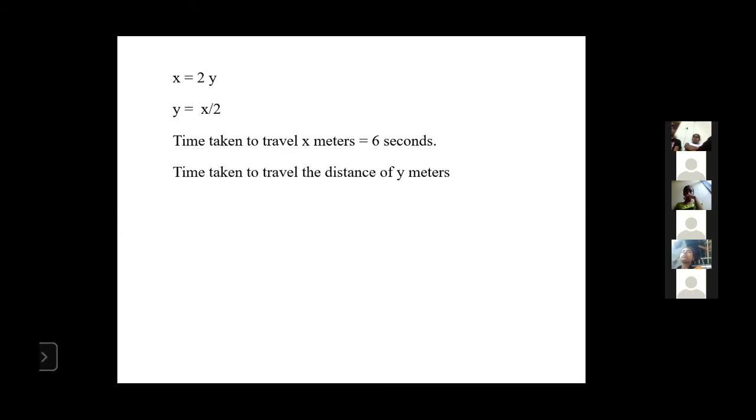See friends, y is equal to half of the x distance. It means if x is 2, then y is 1. Do you get it, friends? Yes. If it takes 6 seconds to travel 2 meters, to travel 1 meter, how many seconds does he need? 3 seconds. Yes, it is correct. So to travel the y distance, he takes 3 seconds. Do you get it, friends? Yes, we got it.